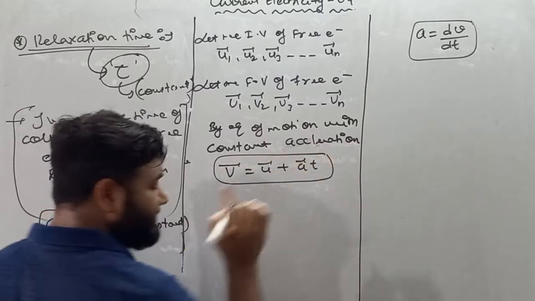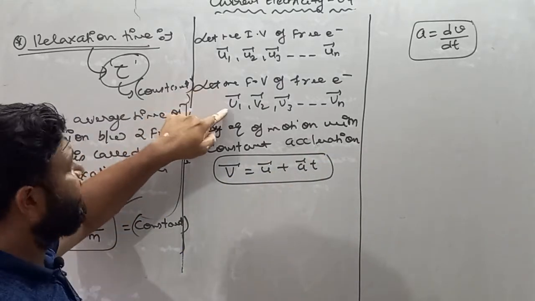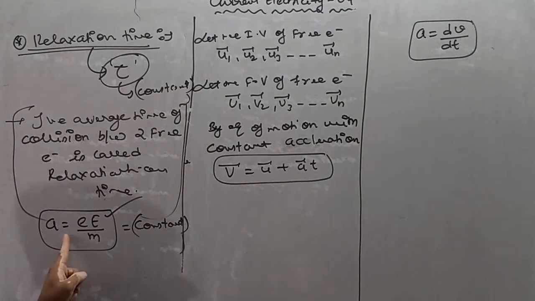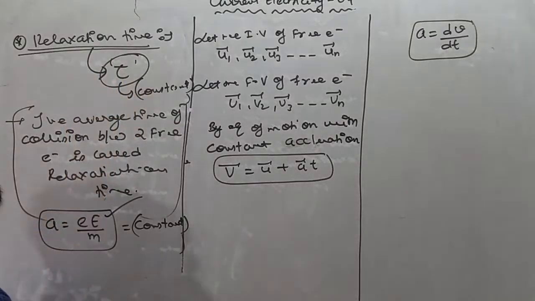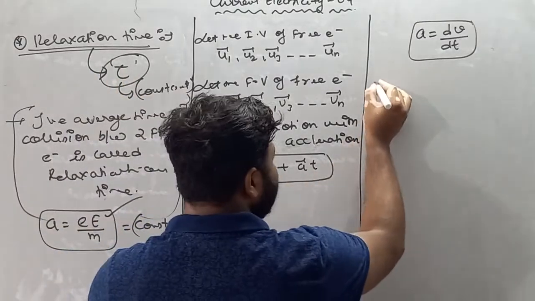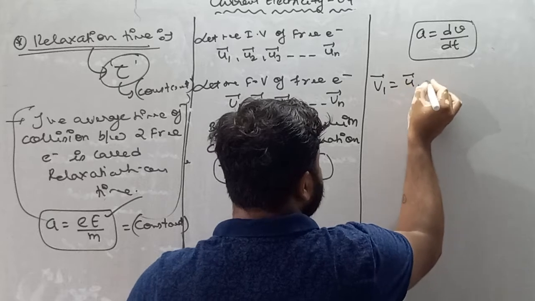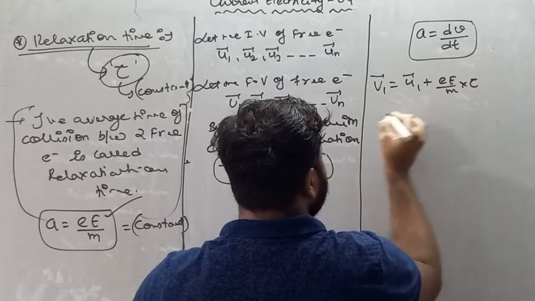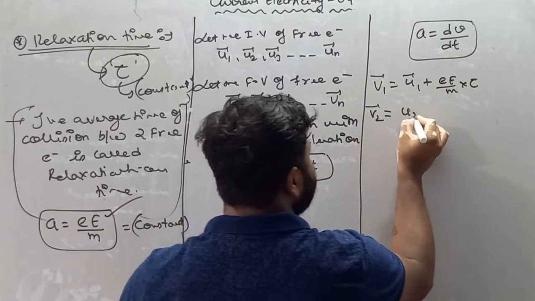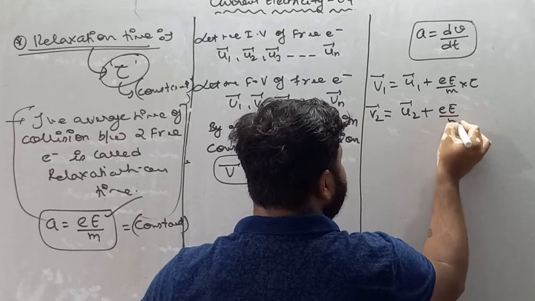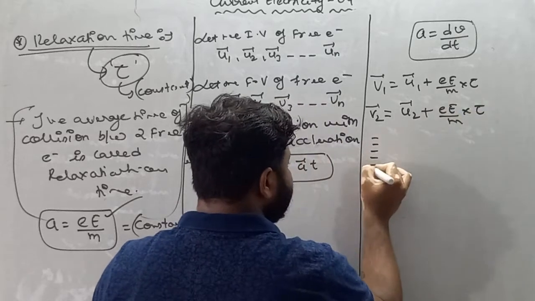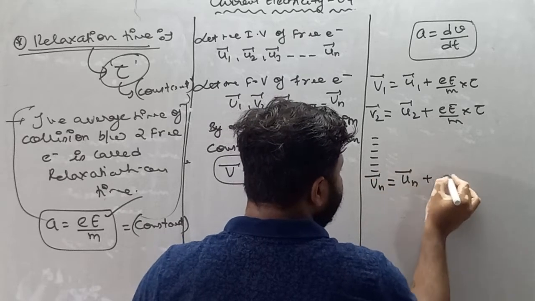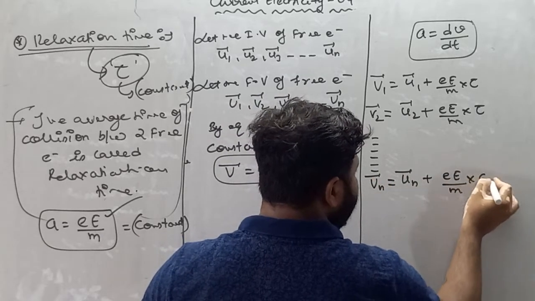Now see, for the first free electron, final velocity is v1, initial velocity is u1. For every free electron, acceleration is the same and time is also the same. So for the first, v1 is equal to u1 plus a, which is E by m, into tau. For the second free electron, v2 is equal to u2 plus E by m into tau. Similarly, the nth electron carries velocity vn equal to un plus E by m into tau.